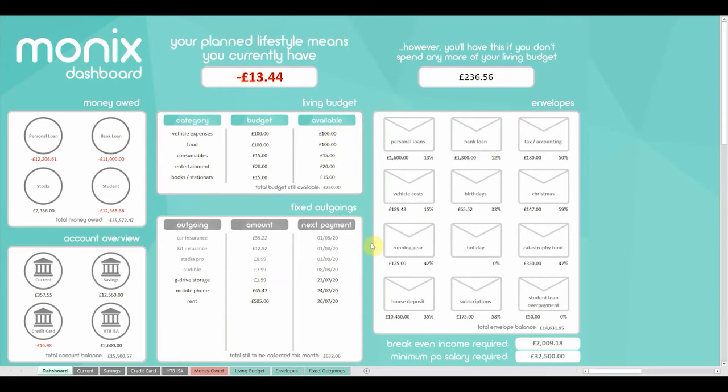Other things that you can look to do which aren't as impactful to take a large negative figure down is looking at your fixed outgoings and what you can reduce. So for example, car insurance, can you get a better deal on your car insurance? Stadia Pro is an online gaming platform. Do you need it? Is that a luxury that you can currently afford? Are you planning a lifestyle that you can't currently afford? And you'll be able to see if you can afford it by looking at this figure down here, okay?